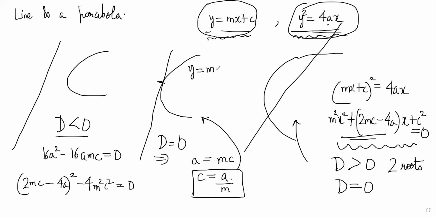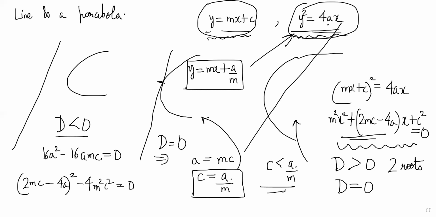So we know line y is equal to mx plus a by m will be the tangent to this parabola, right? And the other cases are obvious, like you just say that a minus mc should be greater than 0, or that means a is greater than mc, or c is less than a by m. C is less than a by m for two intersections, and c is greater than a by m for no intersections, right? The main condition here is we have understood how to find the condition for tangency, right?